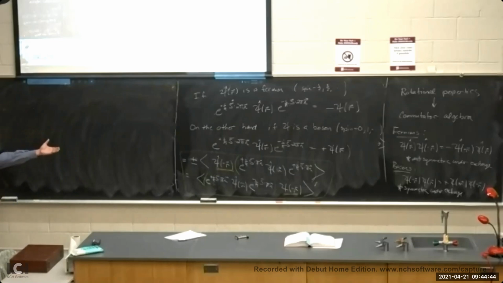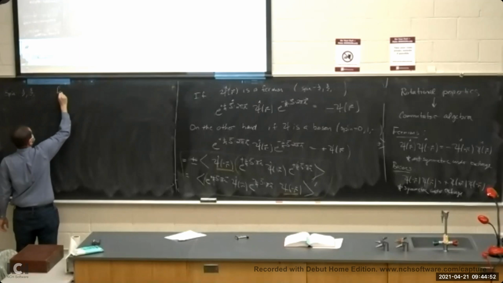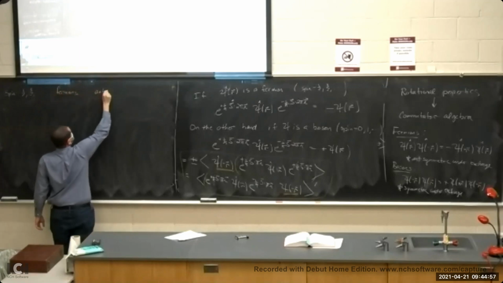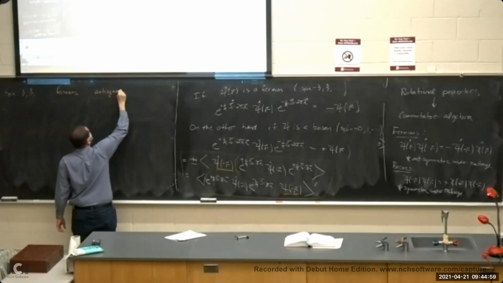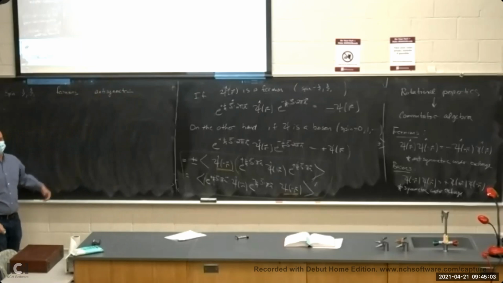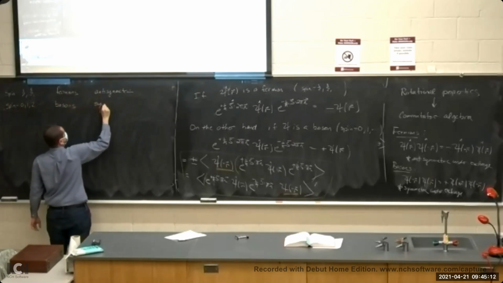So the punchline from all of this, the conclusion, is that for spin 1/2, 3/2, etc., half integer spin, these are fermions, and they are anti-symmetric always. That is linked to their spin by rotational symmetry. And spin 0, spin 1, spin 2, these are bosons, and they are always symmetric.